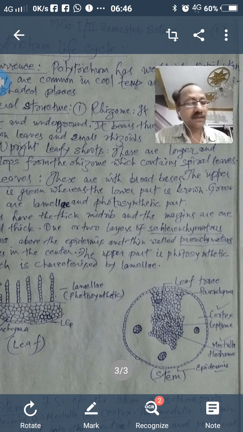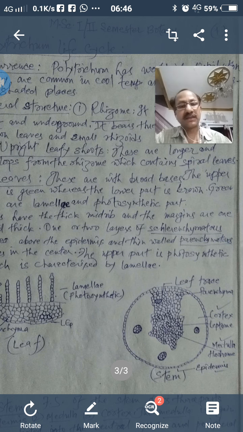The leaf is well differentiated and advanced as compared to those of Marchantiales and other Anthocerotales, where such leaves are not characterized and these are absent. The aerial part is too advanced and developed, bearing medulla and cortex.